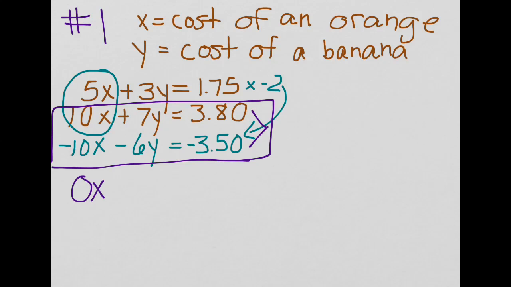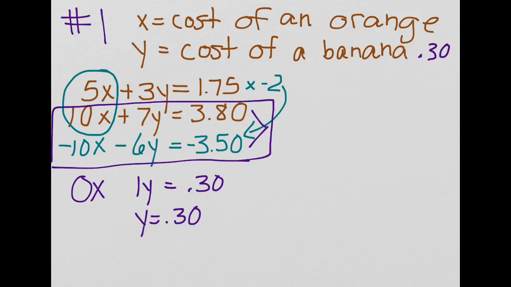7y plus -6y is just 1y. And $3.80 plus -3.50 equals 30 cents. Oh, so y equals 30 cents. Now, does that make sense for this problem? It does. Look back up at the top. y was the cost of a banana. Could a banana cost 30 cents? Absolutely, that makes sense.